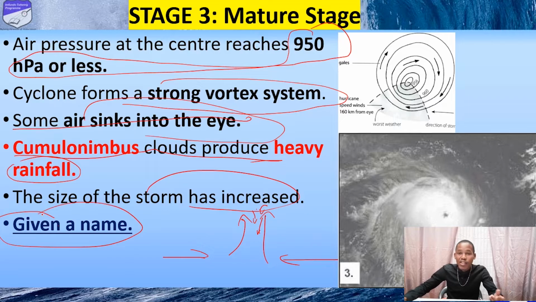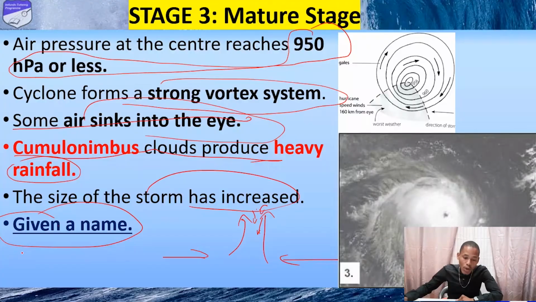We show some respect. This is when the cyclone is given a name. Okay, because we're sure now that the cyclone has reached the fully developed stage. Very important to note. At the previous stage, we saw there's no clear eye. At this stage, we start to give it a name.